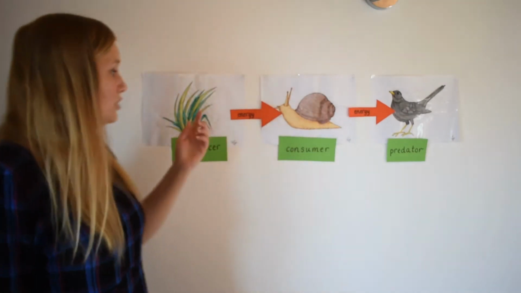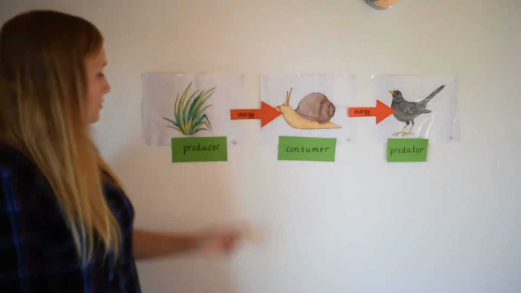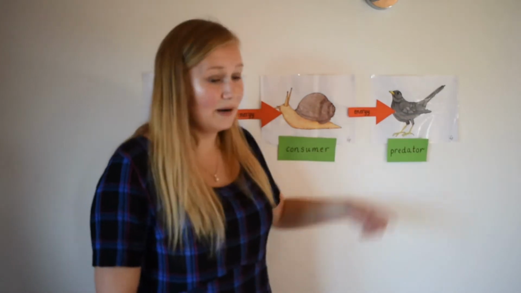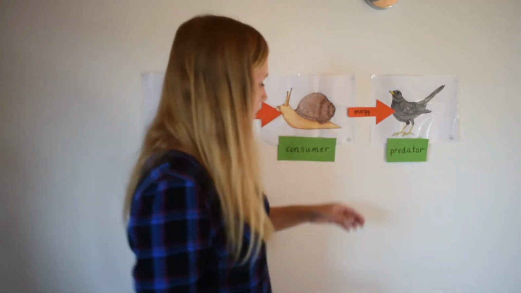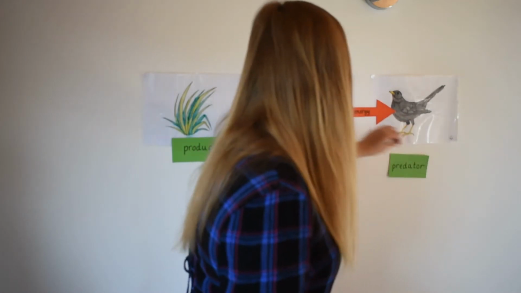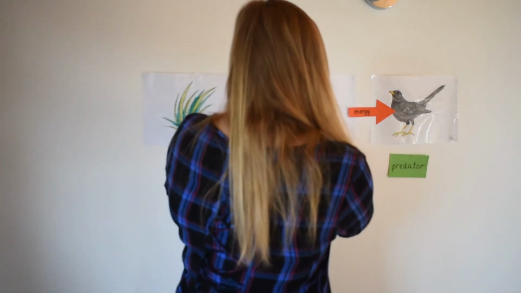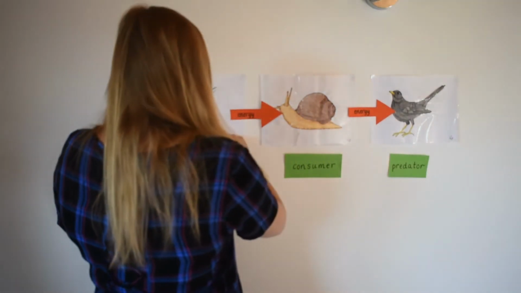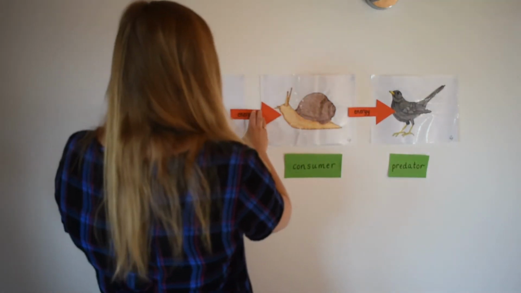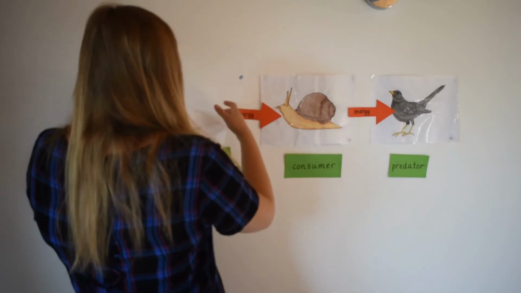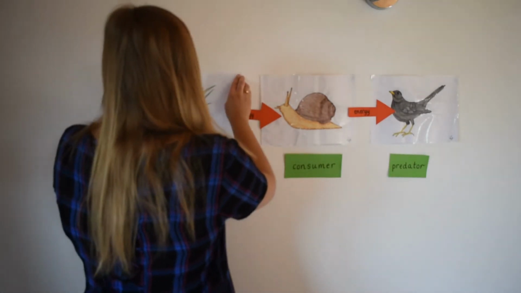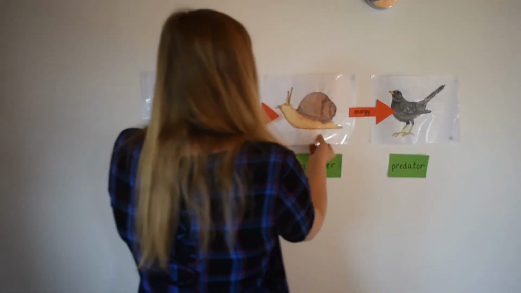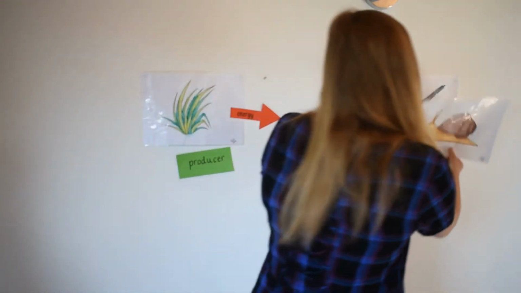Excellent. Now this food chain has got three parts to it, the grass, the snail and the blackbird, but some food chains are even longer, okay? So I'm going to leave my names here and I'm going to change the things that are in my food chain. And this is another food chain that I've seen in my garden over the last few weeks, and it's going to start with grass again.